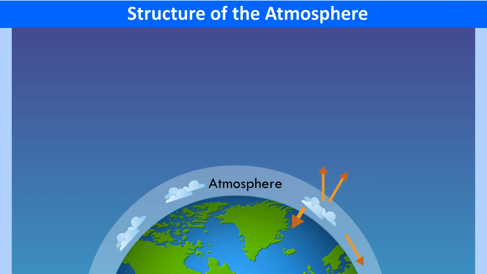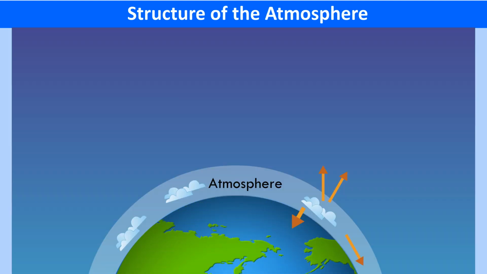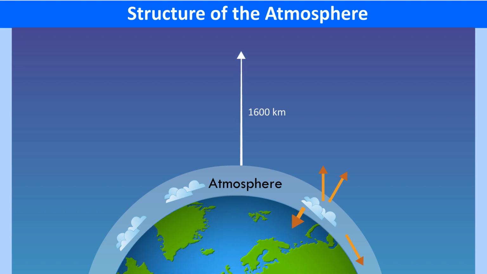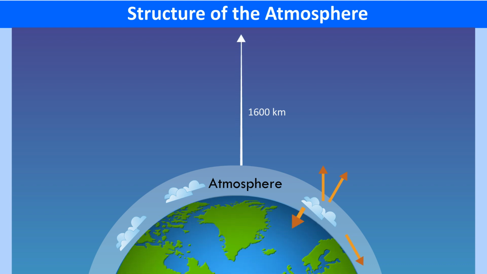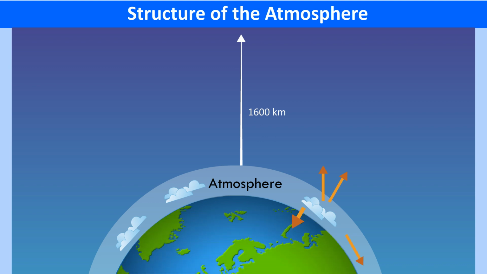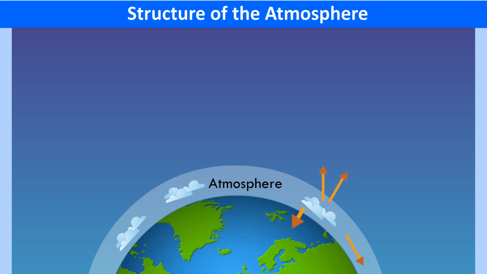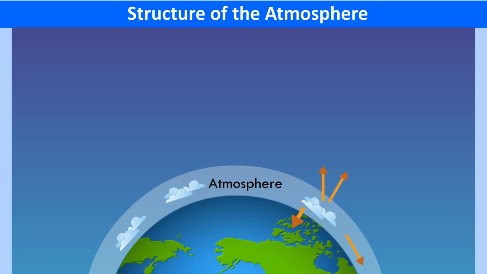Structure of the atmosphere. The atmosphere extends upwards to a height of 1,600 km and gradually thins out into space. As the Earth moves around the Sun, its atmosphere moves along. Since the Earth's gravitational pull is greatest near the surface of the Earth, the atmosphere is densest in the lower layers, and as we go higher, it becomes thinner or rarefied, finally merging with outer space.